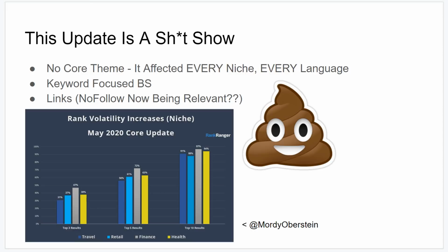So this update is a shit show, I'm not going to lie. There's no core theme. It affected every niche. It affected every language. It's a true core update. There's just no core theme to it. It really did affect everyone in every single way. It's keyword focused bullshit. Basically means that they're really hammering down on SEOs.